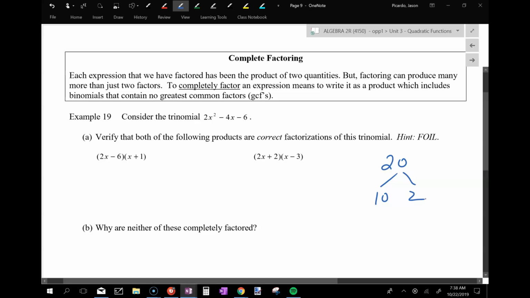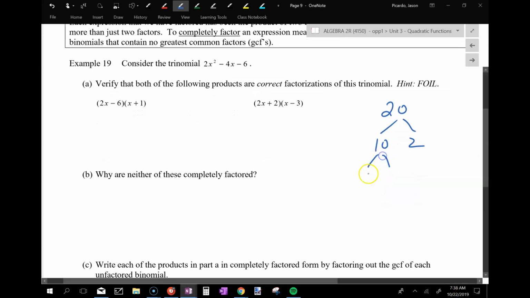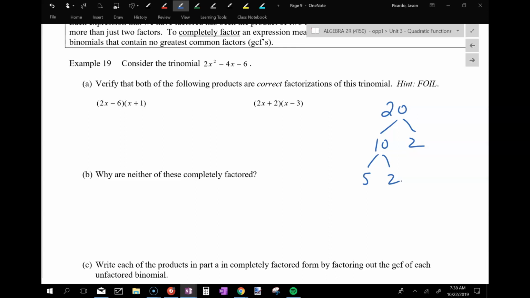No, because sometimes after I do a step of factoring, I still have more to do. And in this example, what would I have more to do? The 10 can become a what? A 5 and a 2. Now it's completely factored. And so that's the analogy I want you to think about when you see the directions to factor completely.